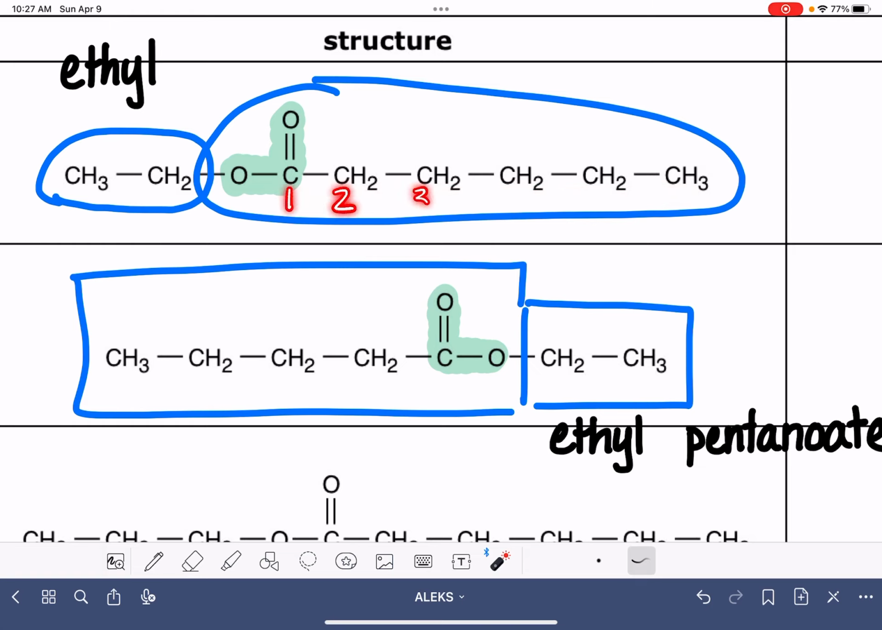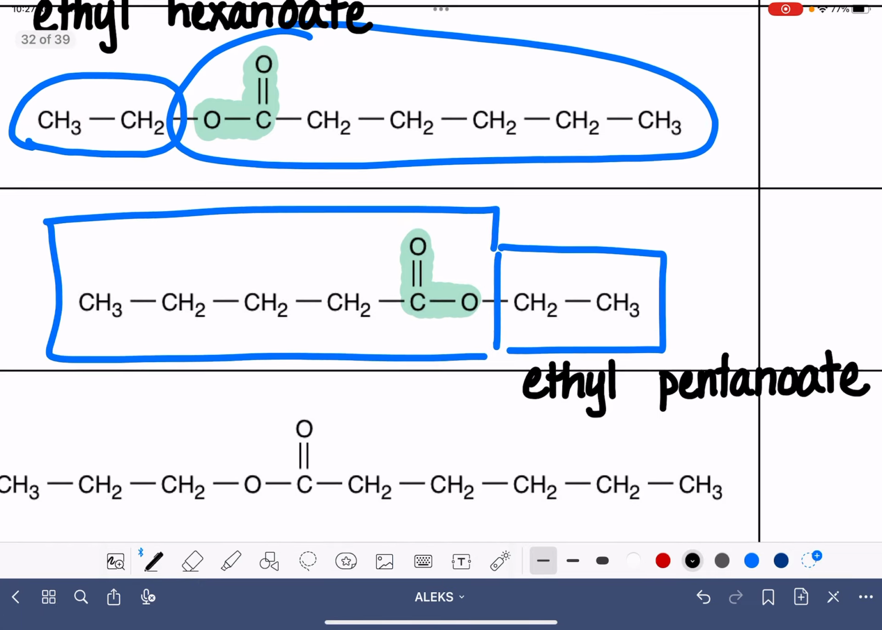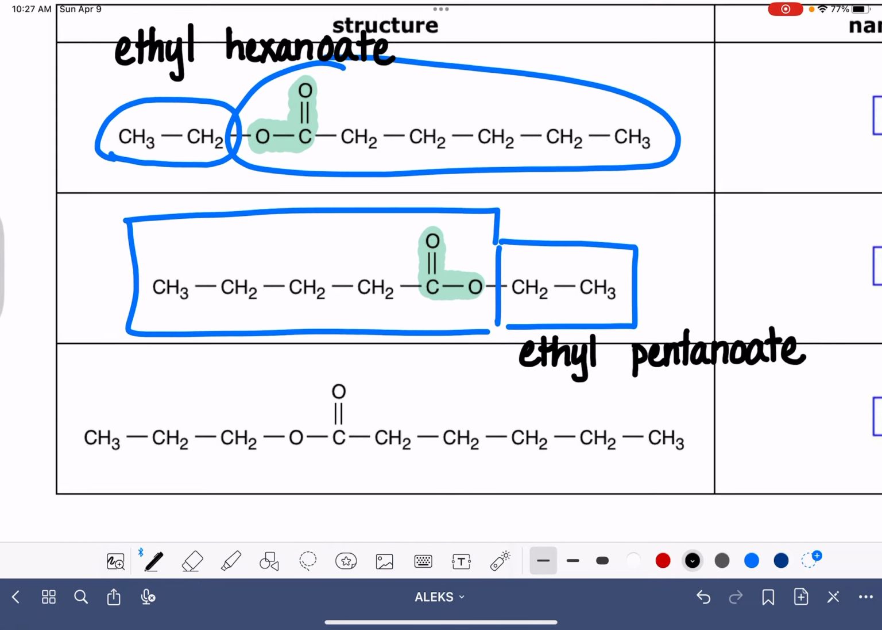Then we name the ester portion of the molecule based on how many carbon atoms there are: 1, 2, 3, 4, 5, 6. Six carbon atoms would be hexane. This is not a hexane molecule, so we're going to drop that E, and we replace it with oate: hexanoate. Sounds really awkward.